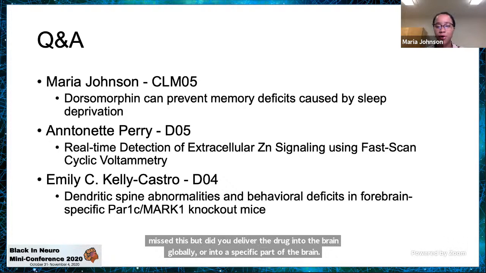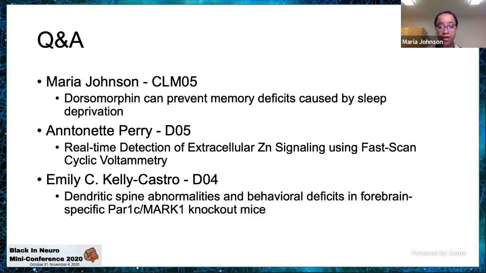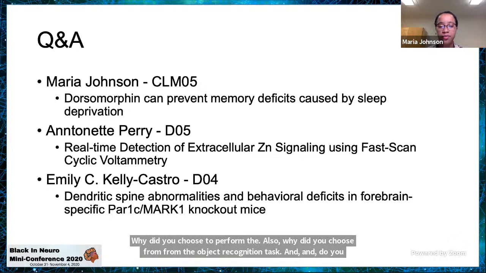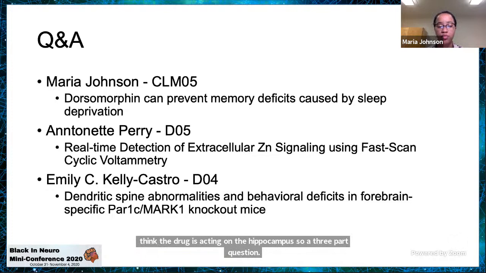Hello. So there are a couple of things to address the first part of your question. We do surgery and insert the cannula specifically into the hippocampus bilaterally, so we know that we are targeting the hippocampus with the drug. For the second part of your question, the object place recognition task is known to be a hippocampus-dependent memory task, which is part of how we assess the effect of dorsomorphin on the hippocampus.